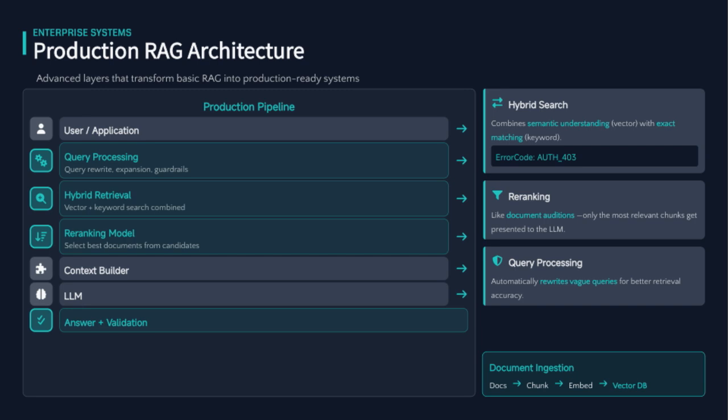These advanced layers transform basic retrieval augmented generation systems into production-ready solutions, especially suited for enterprise systems where reliability and accuracy are paramount.